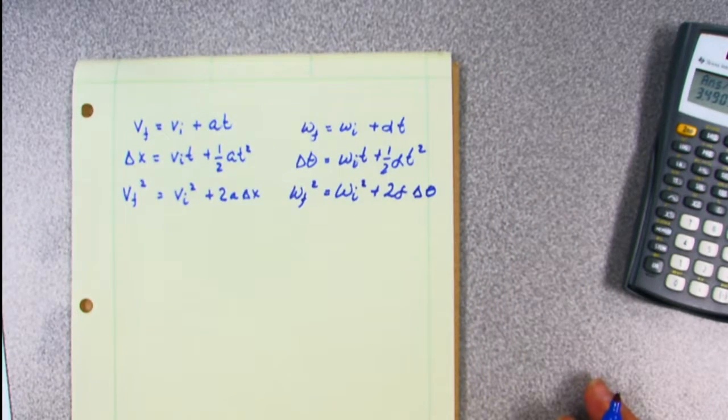I get parallels in my equations for rotational motion as well as my linear motion. So guess what the problems are going to look like? They're going to look very similar to what you've done before. They're going to look incredibly similar to the things you've done before.